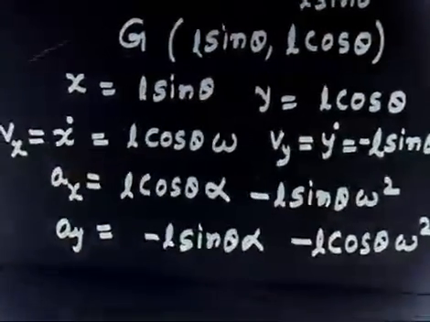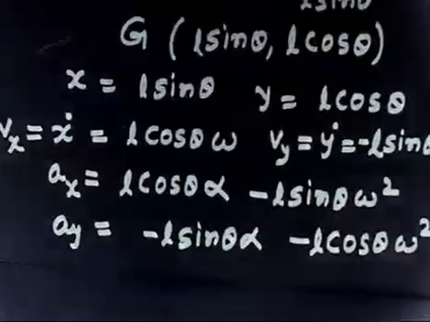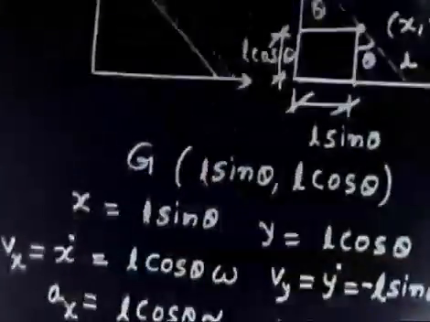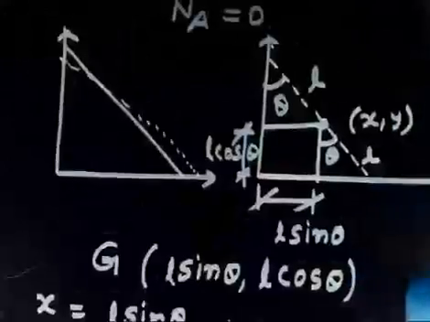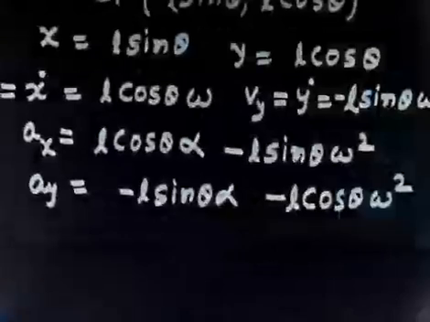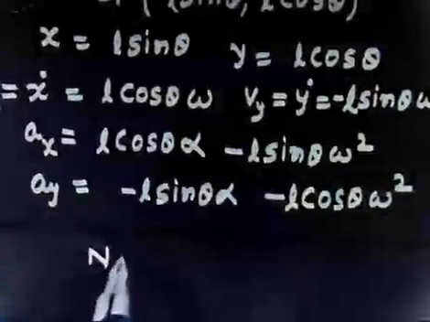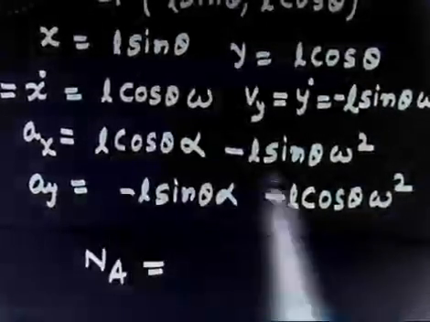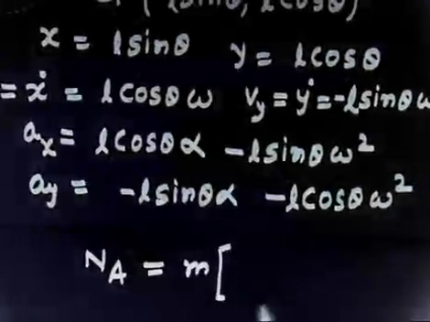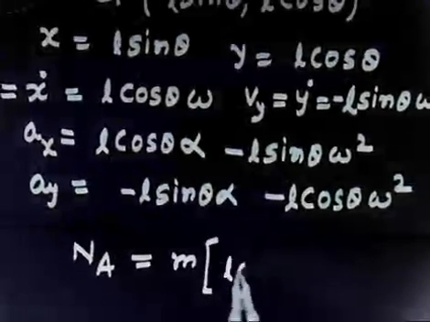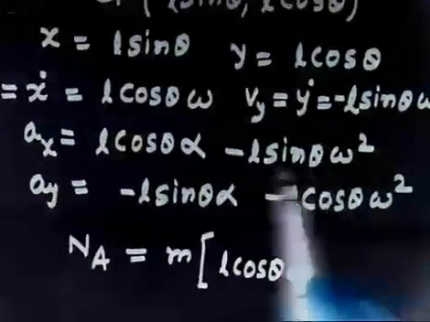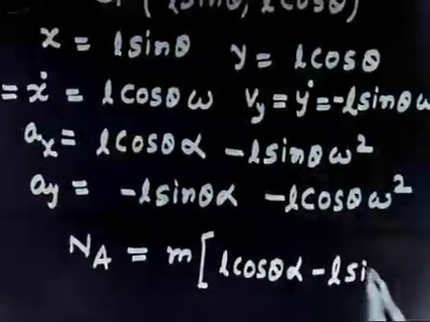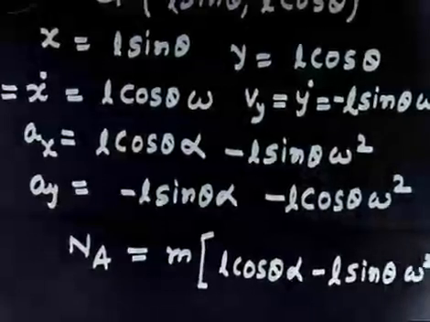So if I write the equation in the horizontal direction, what are the forces that are acting on this system? Only one force, that is normal reaction NA. So you can write in the horizontal direction, force is equal to mass into acceleration. So NA is equal to mass into acceleration, and acceleration is L cos theta into alpha minus L sin theta into omega square.